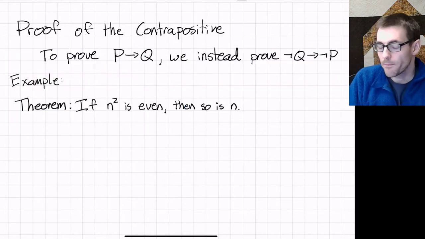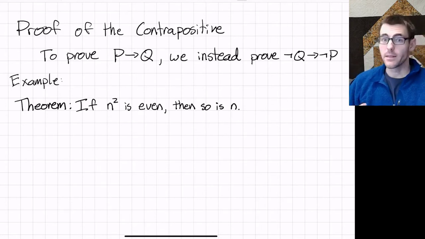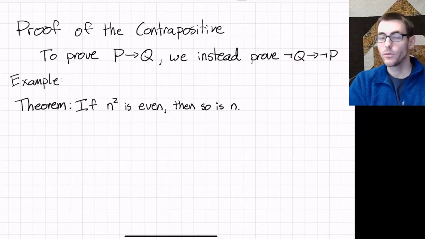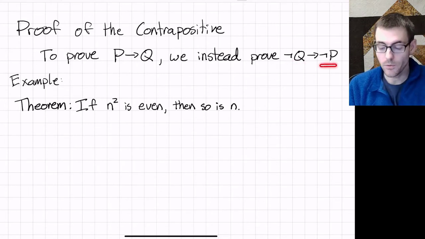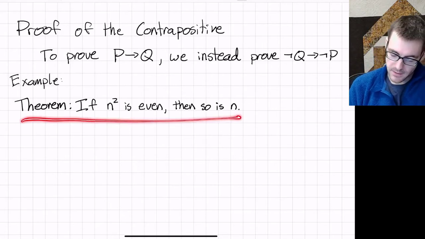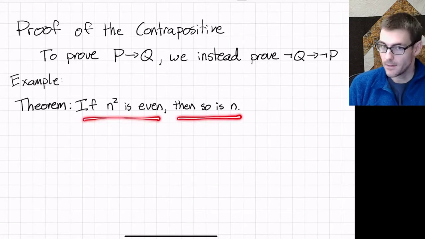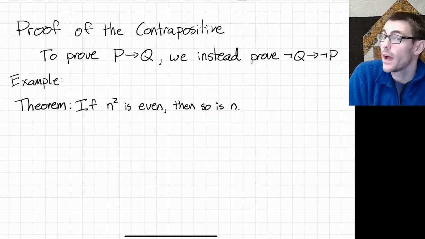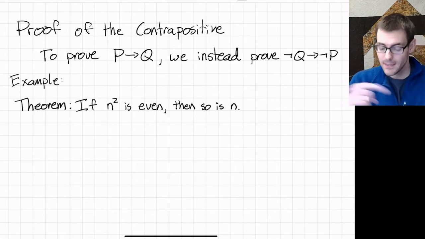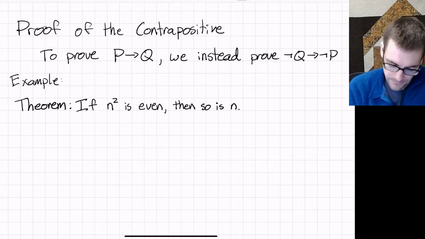Anyway, once we've made this switch, the procedure is basically the same. We are still assuming a component and then trying to use some logic to come to some conclusion. So, for example, if my theorem is, if n squared is even, then so is n. This is something that I can do directly. It's possible to prove this directly, but it's actually easier to, instead of proving this statement, prove the contrapositive.